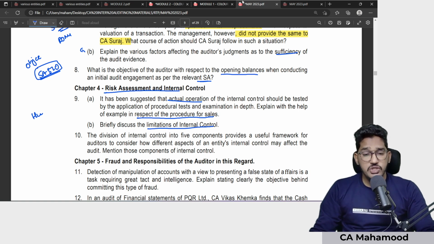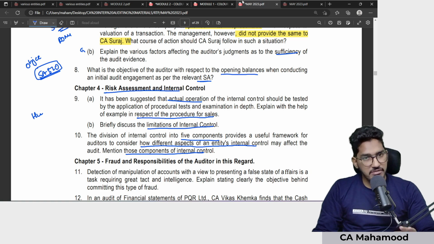Next, the division of internal controls into 5 components provides a useful framework for the auditor to consider how different aspects of the entity's internal control may affect the audit. Mention those components of internal control. They are saying internal control establishment will have 5 components. They are asking what those 5 components are.